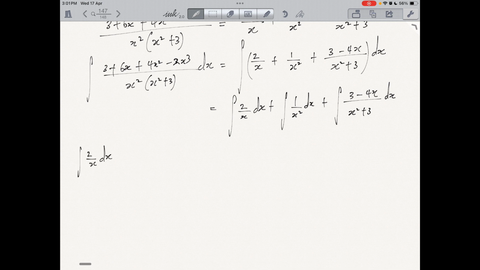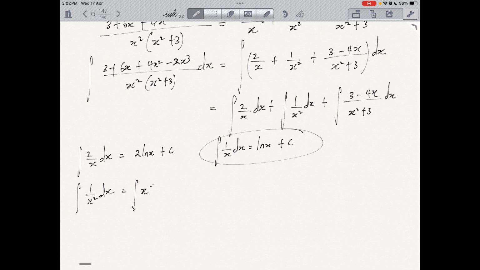Integral of 2 over x dx is equal to 2 ln x plus c, because integrating 1 over x with respect to x will give us ln x plus c. Now integral of 1 over x squared dx can be written as integral of x raised to power minus 2 dx, and integrating x raised to power minus 2 will have x raised to power minus 1 over minus 1 plus c, and this will give us minus 1 over x plus c.